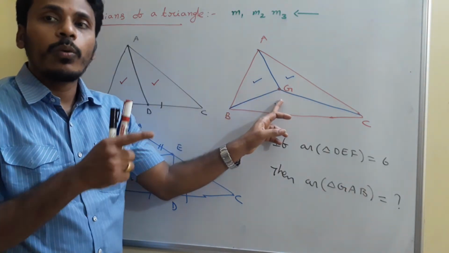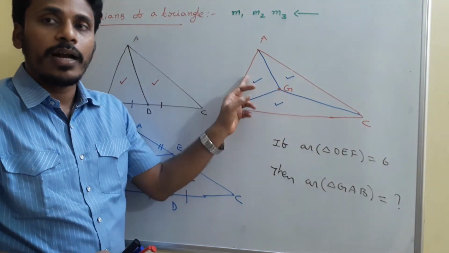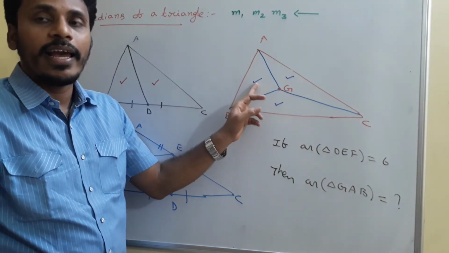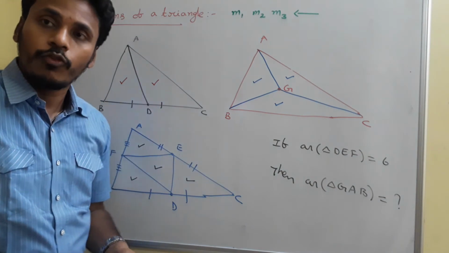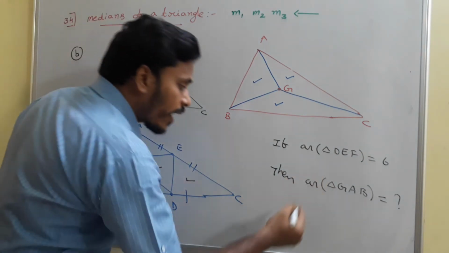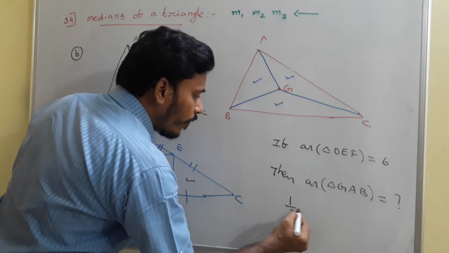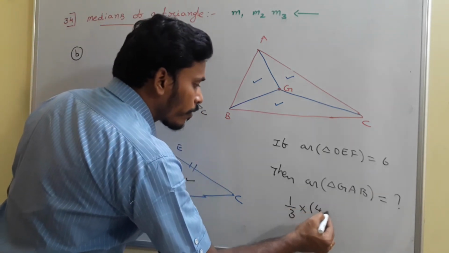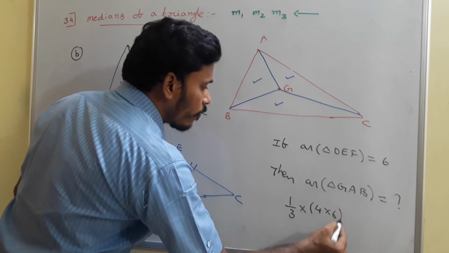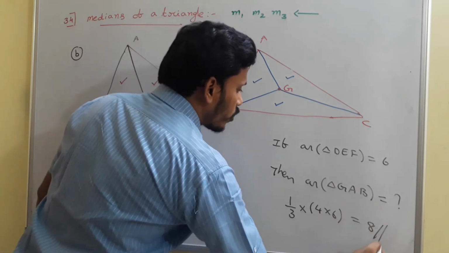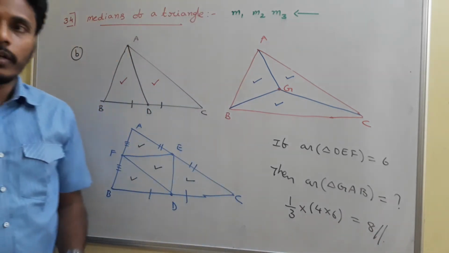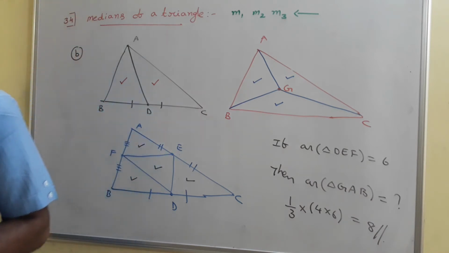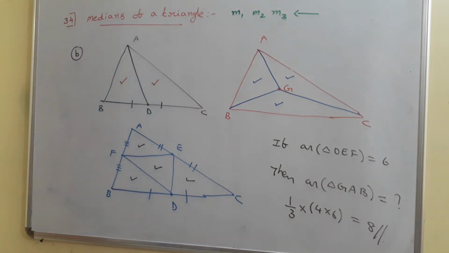So you need to divide the 24 into three equal parts, and there you will get this area as 8, dividing 24 by 3. So area of triangle GAB is simply 1/3 of the total triangle, and the area of the total triangle is simply 4 times this DEF. On solving you will get 8 as your answer. Just have a look, and go for a screenshot. This is something related to the medians, midpoints and centroid based on the area of a triangle.